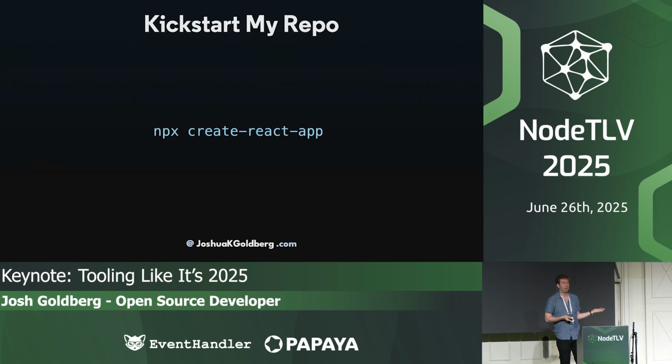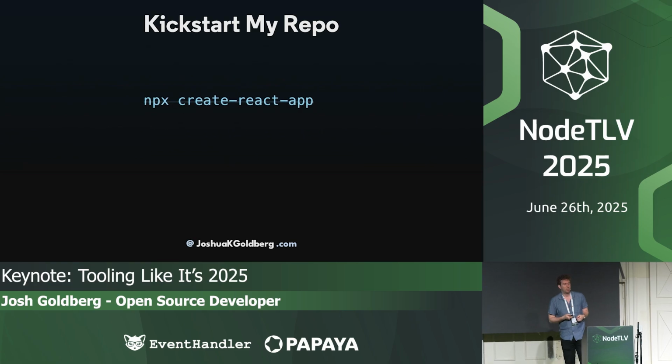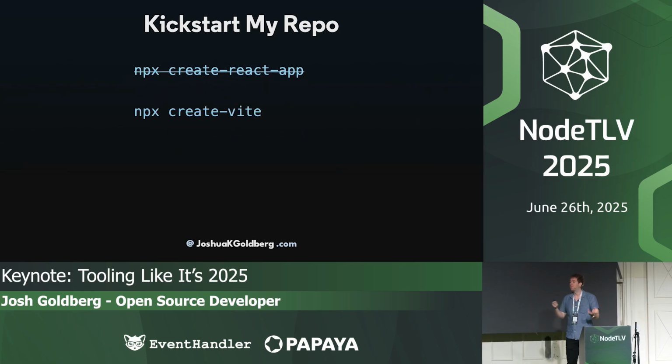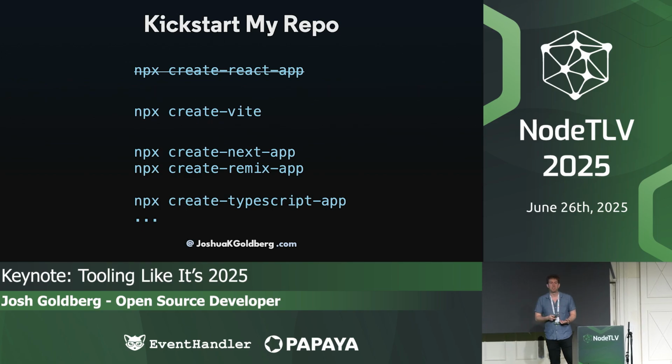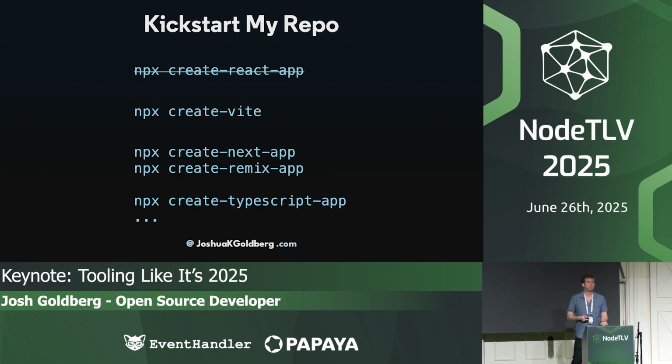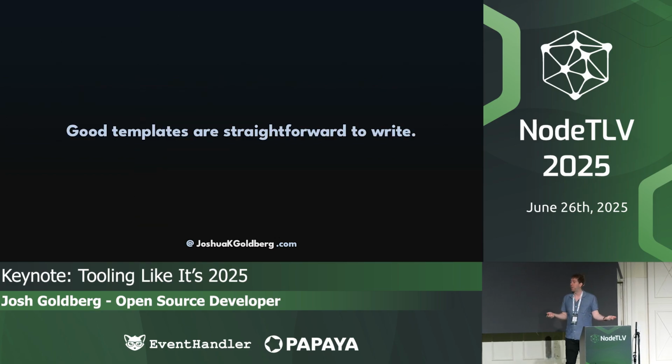And back in the day in the front end, we used Create React App, which is now deprecated, shout out front end. So now there's Create Vite, and we also have specific versions for different frameworks like Next App and Remix, and I maintain Create TypeScript App, which is kind of a general Node TypeScript version. But most companies I've talked to eventually end up making some template for themselves, a lot of open source developers too. And it's pretty straightforward to write a good template.